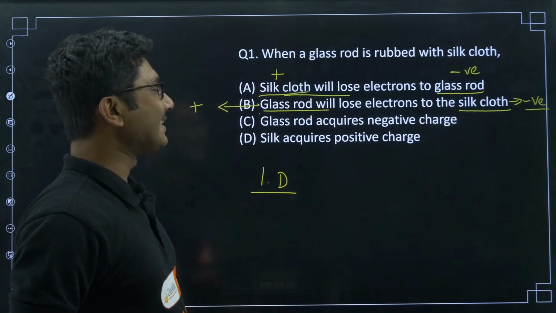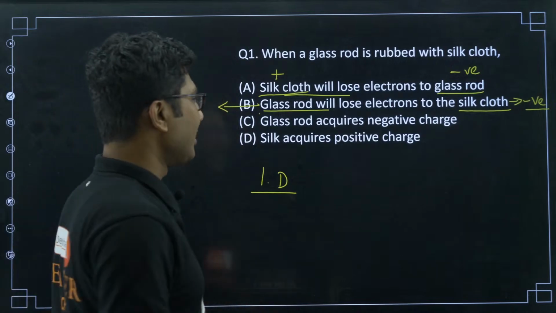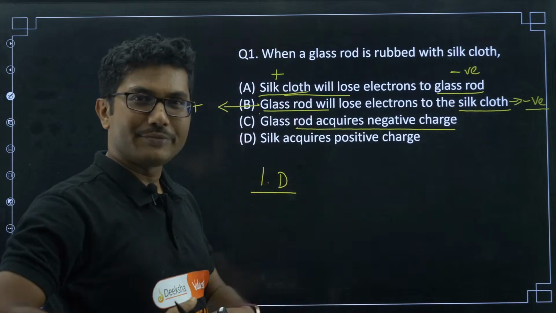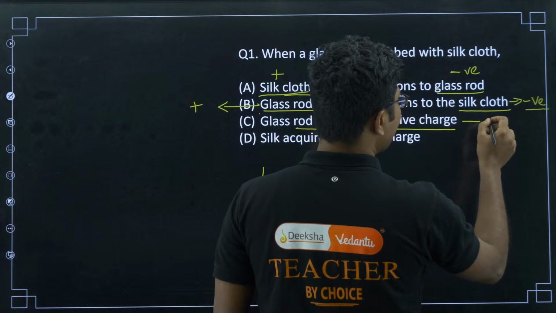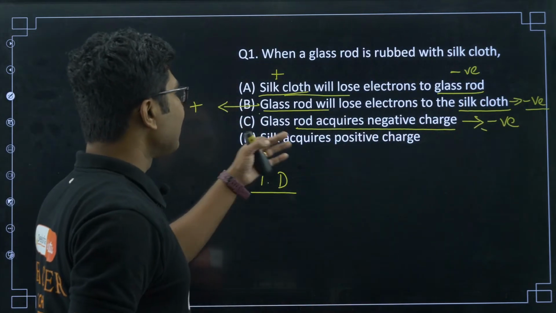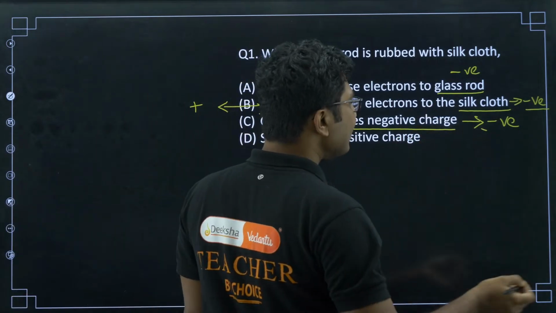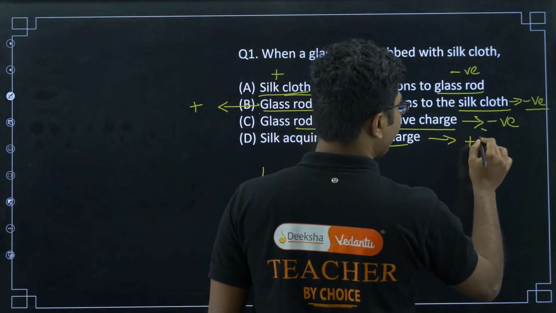Now, option C, glass rod acquires negative charge. So, glass rod acquires negative charge means it is gaining negative charge, gaining electrons. So, glass rod gaining electrons means what will be its charge? Its charge will be negative, right. Silk cloth acquires positive charge, that means it is actually losing electrons. So, basically it is saying it will become positive.